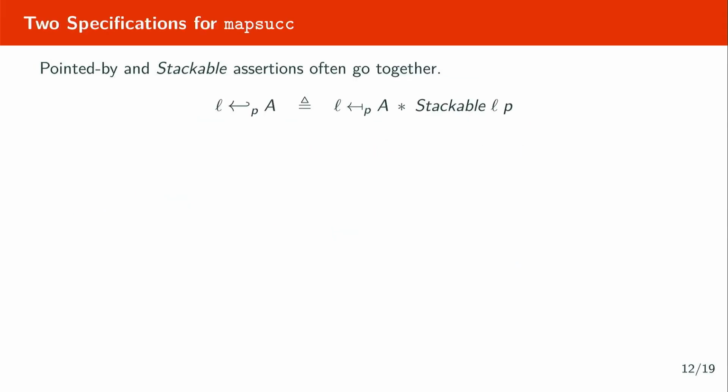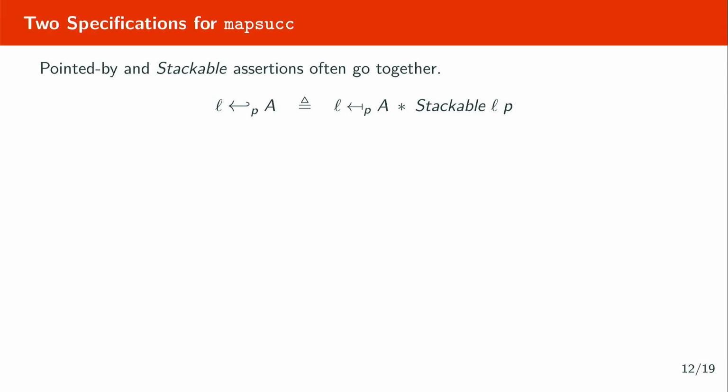So I'm almost ready to unveil our specifications for MapSuck. First of all, pointed-by and stackable assertions often go together. So we introduce what we call a handle here, this hooked arrow that is just a conjunction of a pointed-by assertion and a stackable assertion.